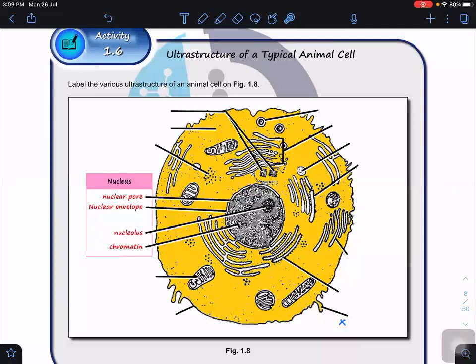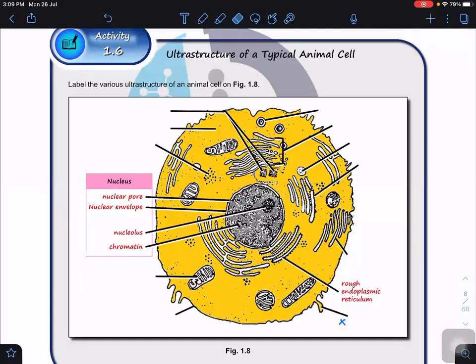Then you can see that, guys, near the nucleus, we do have a structure. Can you see that? Something like a membrane, they are interconnected. And you can see that the surface is a little bit rough because of the presence of the ribosome here. So we know that this structure is known as the rough endoplasmic reticulum, or in short, RER.